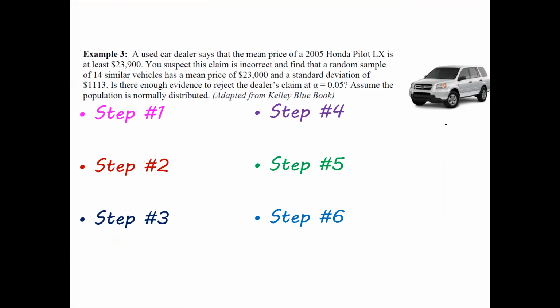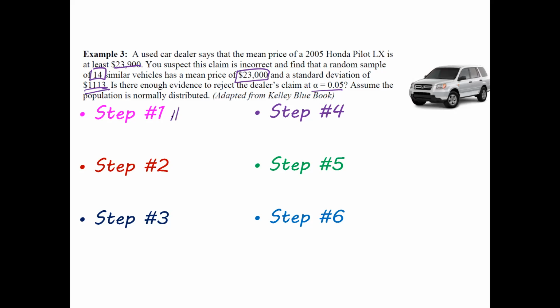Okay, so take a look at example 3. It says a used car dealer says that the mean price of a 2005 Honda Pilot LX is $23,900. You are suspecting this claim is incorrect. You find that a random sample of 14 different similar vehicles has a mean price of $23,000 and a standard deviation of $1,113. Assuming that there is enough evidence to reject the dealer's claim at 0.05 alpha.